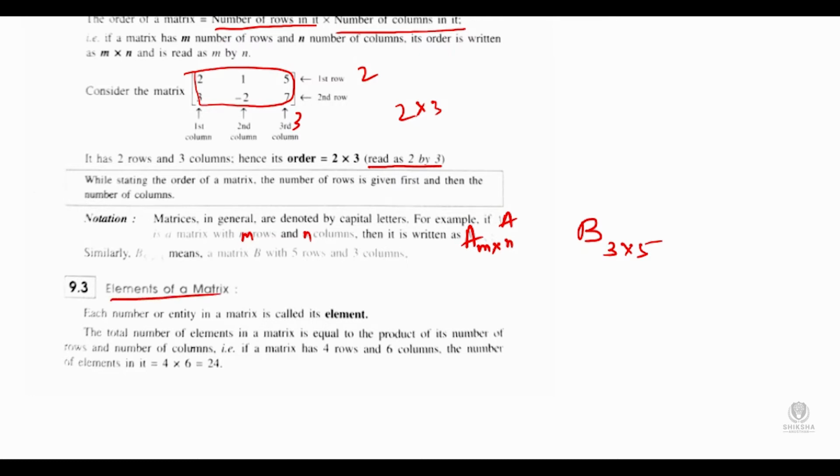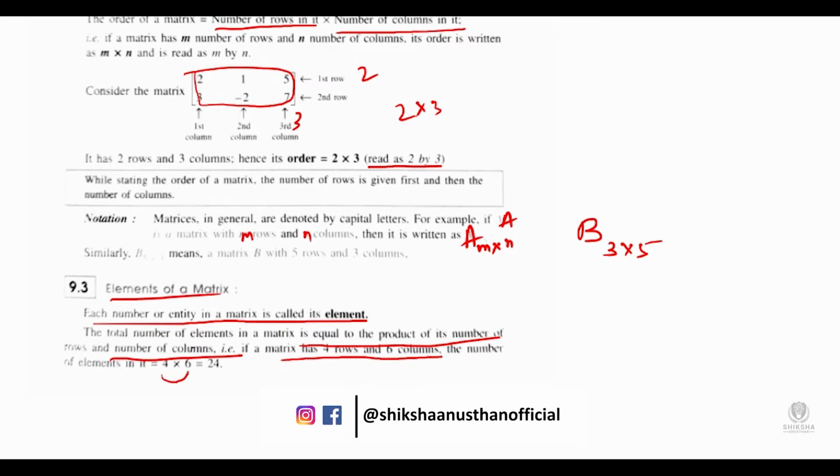Then elements of matrix. Each number or entity in a matrix is called an element. The total number of elements in a matrix is equal to the product of its number of rows and number of columns. That is, if a matrix has 4 rows and 6 columns, the total number of elements in it is 4 into 6, that is equal to 24. Or m into n, the product of m into n, if m is the number of rows and n is the number of columns.